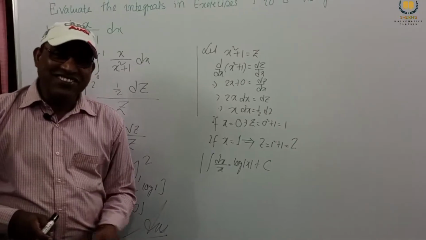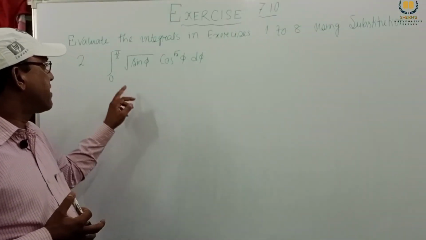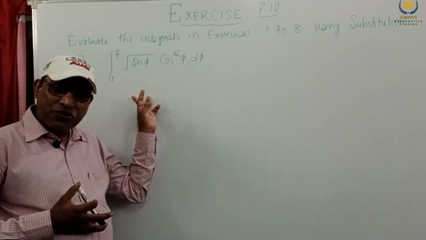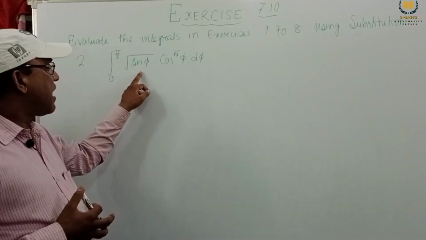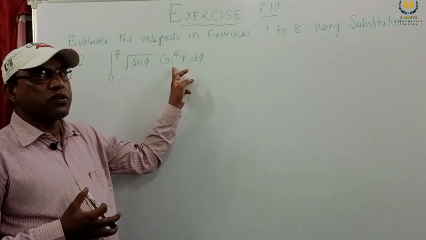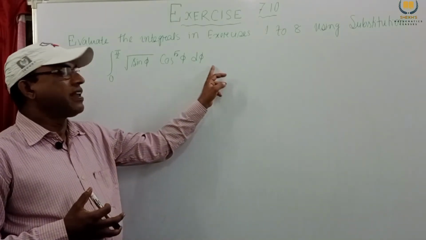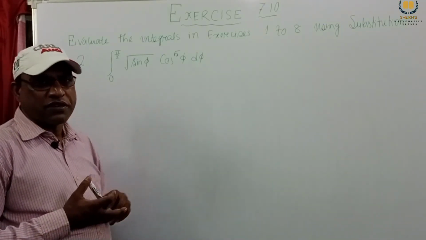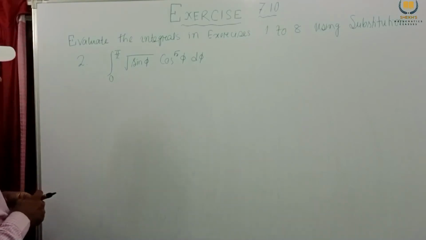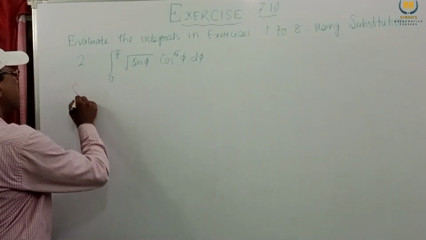So very nice solution, very easy. Consider problem number 2. Problem 2 given: integral from 0 to pi by 2 of root over sin phi cos to the power 5 phi d phi. This problem is given. Now I want to solve this problem. Now the solution starts.